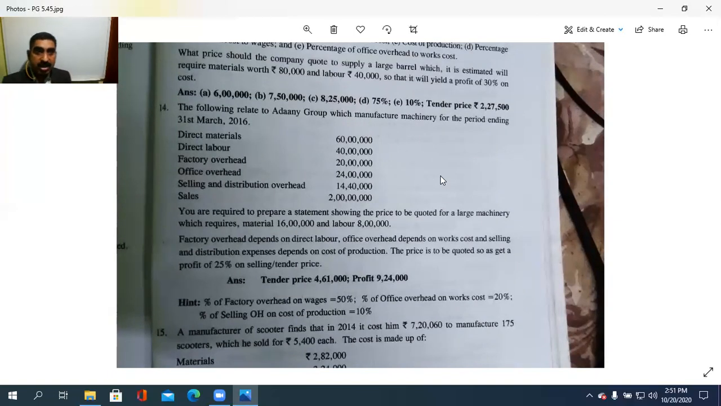Then we are preparing the estimated tender or estimated cost sheet.